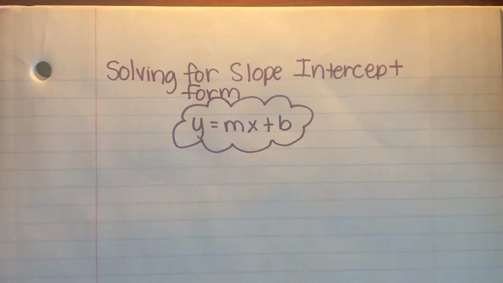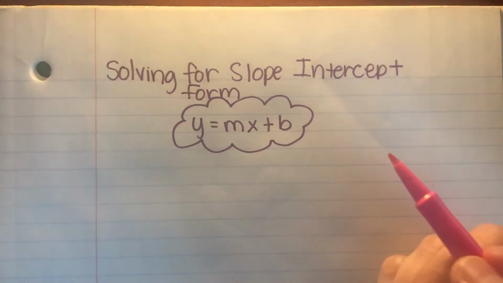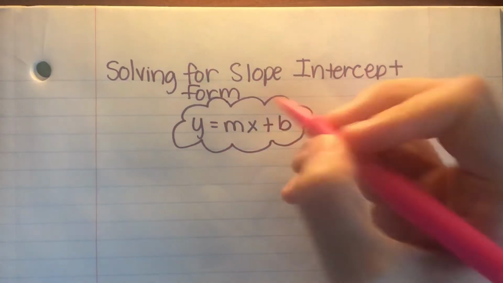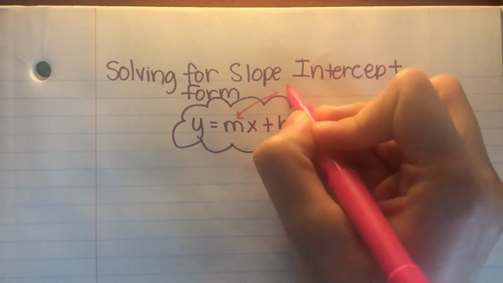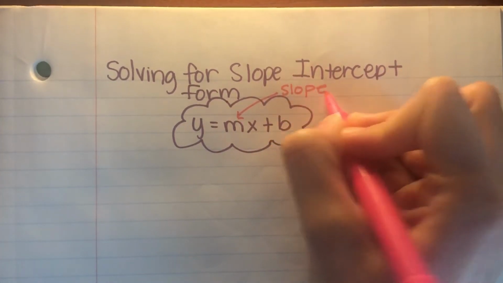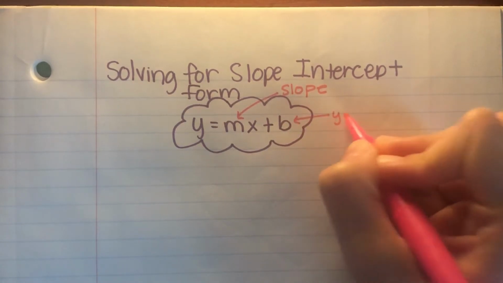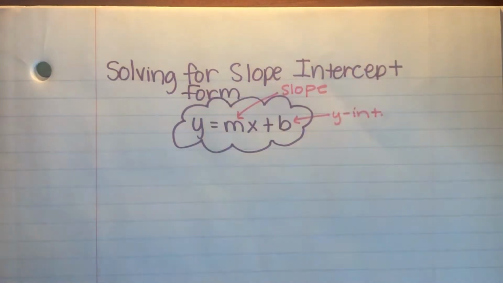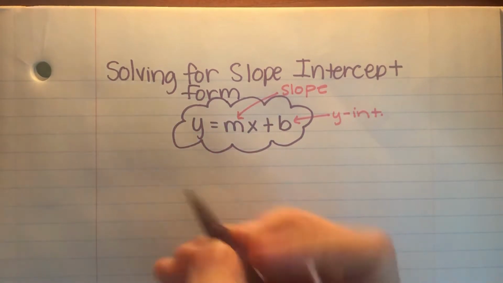Okay, today we're going to practice solving for slope-intercept form, or solving for y. Remember, slope-intercept form is y equals mx plus b, where m is our slope and b is our y-intercept. So let's start with an example.